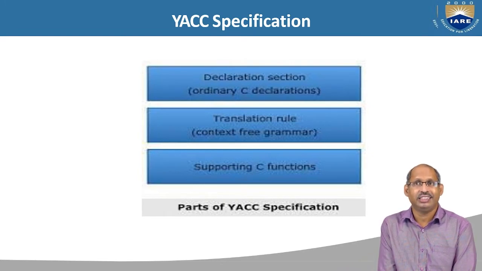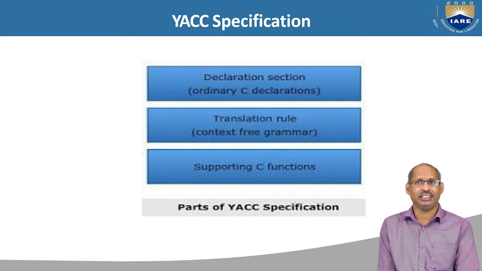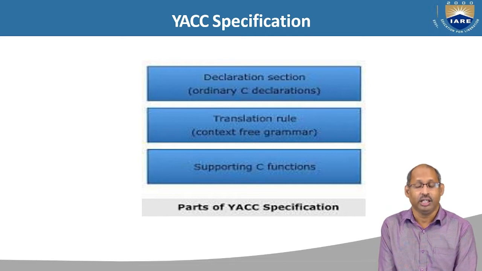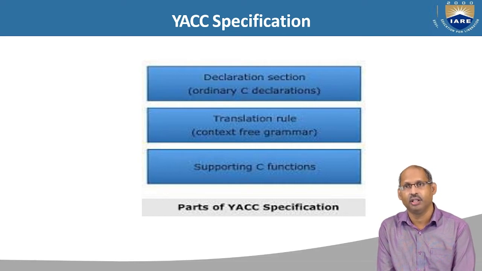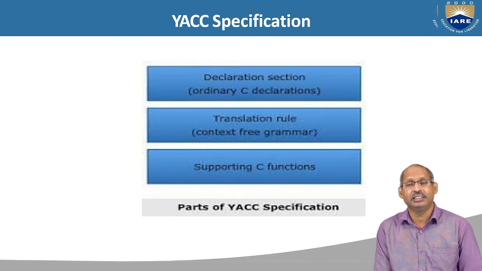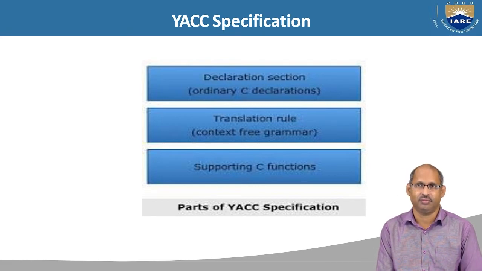First one, the declaration section: ordinary C declarations. Second, translation rules. It consists of the context-free grammars. Third one, supporting C functions. So these are the three parts of the YACC specification, right?